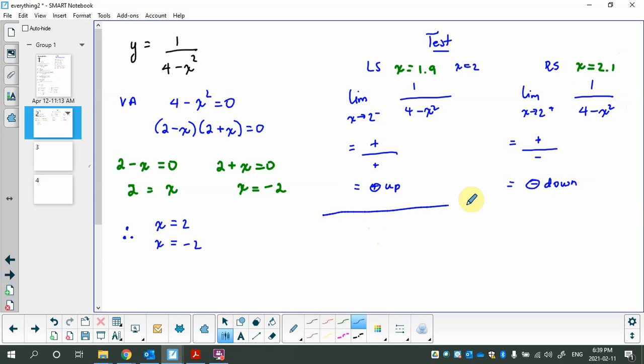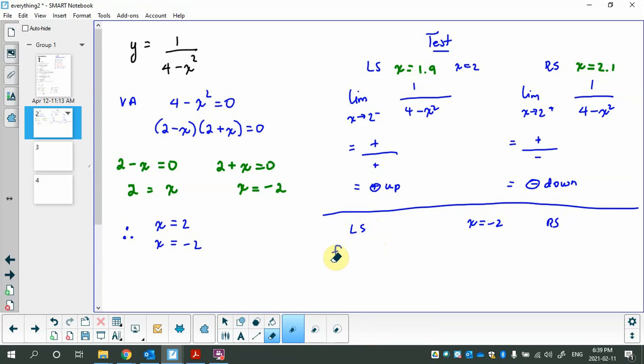And then I'm going to do another test for the right side and left side of -2. So still the same stuff to write down. -2 this time.